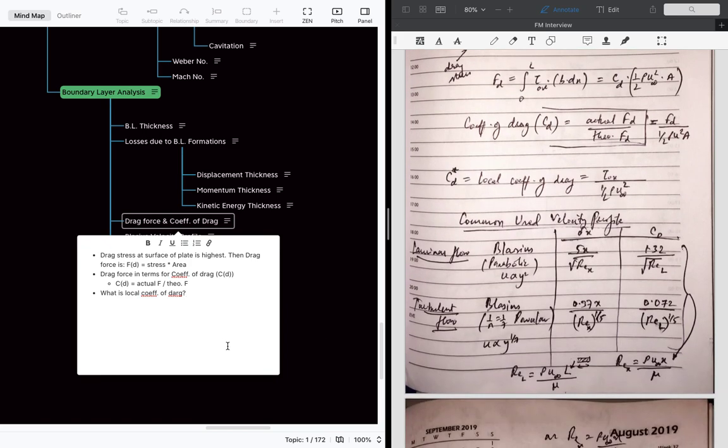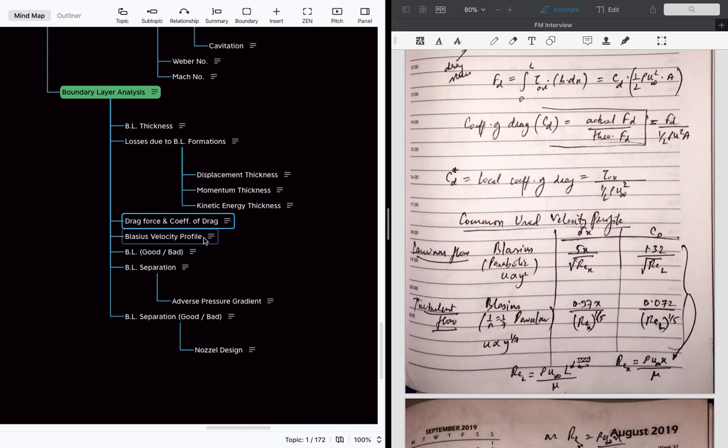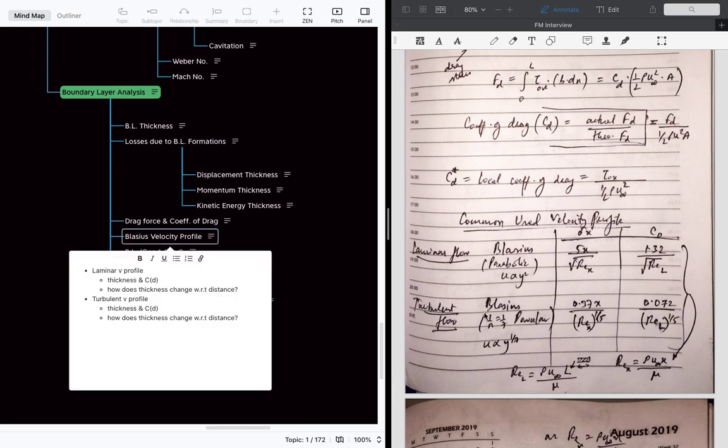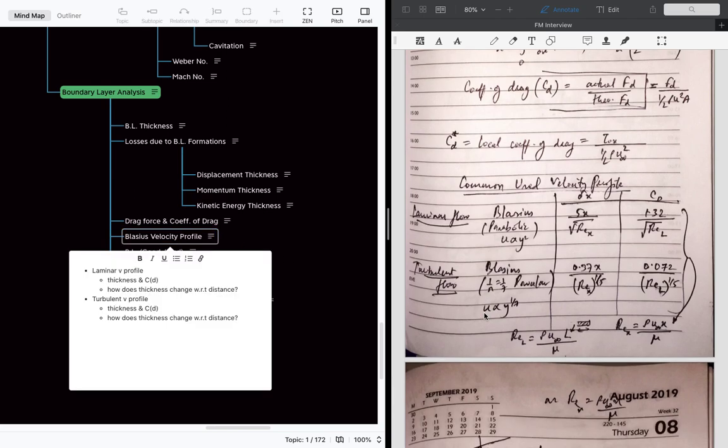And next is Blasius's velocity profile. In some cases, when we don't know the velocity profile, we generally assume one. For laminar flow, we take a parabolic velocity profile, in which velocity is directly proportional to y square. In those cases, the boundary layer thickness is expressed like this, as well as the coefficient of drag. For turbulent flow, we use the power law with 1 by n equal to 1 by 7, and the boundary layer thickness as well as the coefficient of drag is expressed like this.